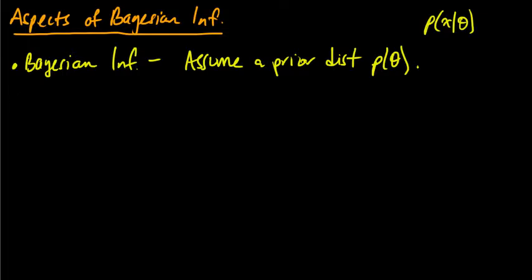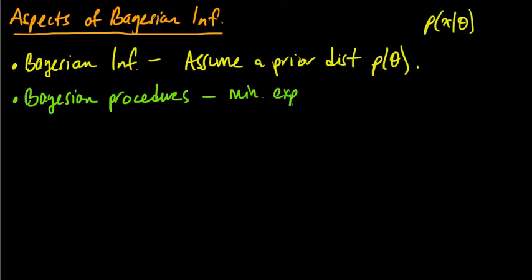Now, closely related is Bayesian decision rules or Bayesian procedures. In decision theory, you minimize expected loss. And if you minimize expected loss where you're also averaging over theta using the prior distribution, then this is called a Bayesian procedure. So you're averaging over everything, really, in this expectation.